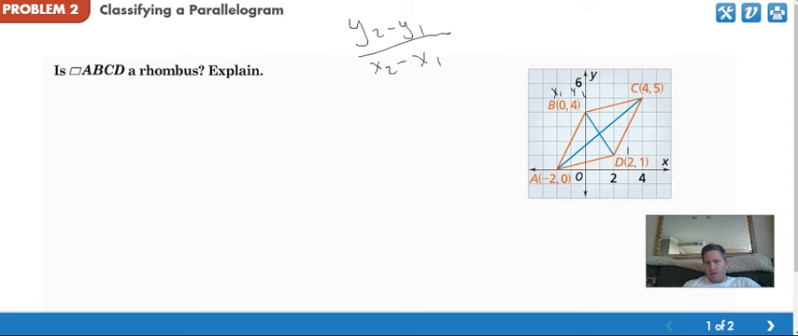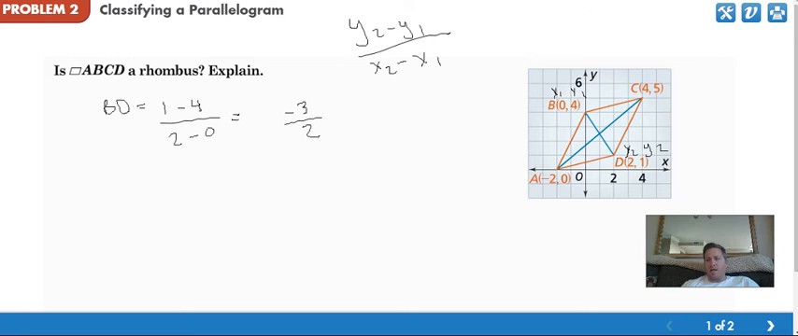This is going to be right here. Oh, why is it not working? X2, y2. Okay. So we'll say BD right here. Length BD is going to be y2 is 1 minus 4 over x2 is 2 minus 0. So this is going to give me negative 3 over 2. And so that's my slope for BD.